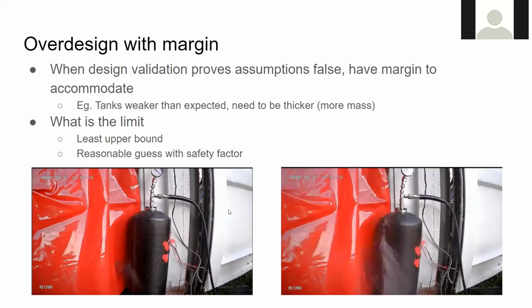So these 2 pictures here are our composite carbon fiber fuel tank. This was a small scale prototype that we built last year. This tank burst at a lower pressure than we had designed it for. And so as such, we needed to increase the thickness of our tanks, which is the example that I talked about earlier. It added more mass, but because we over-designed with margin, it doesn't affect the overall larger design too drastically because we incorporate that into it.